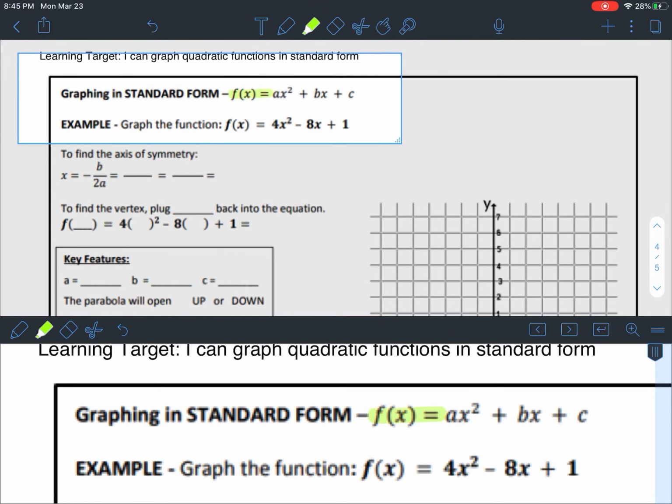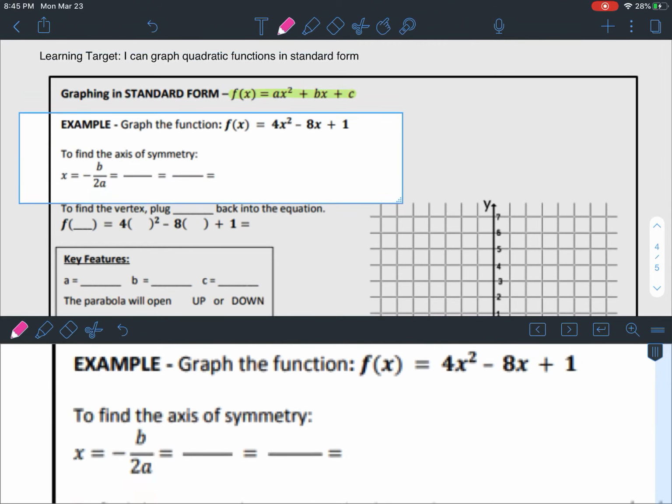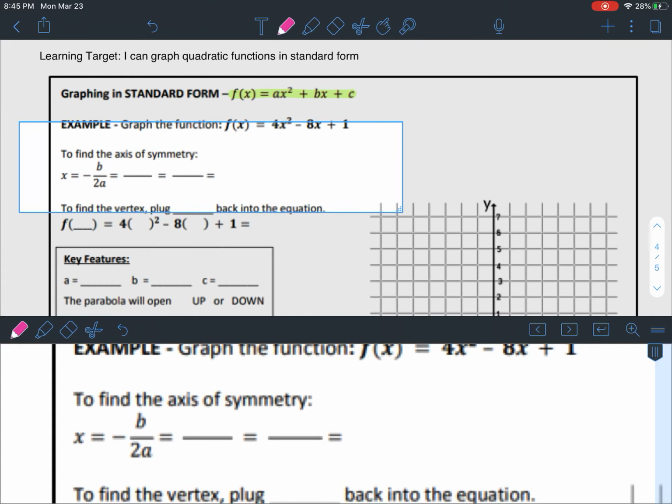So we're only going to graph in standard form like I've mentioned before, and standard form is what this is right here in that green highlighter. So today we're going to practice by graphing the function 4x squared minus 8x plus 1.